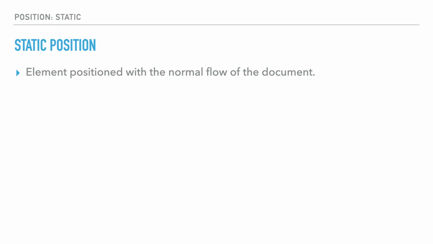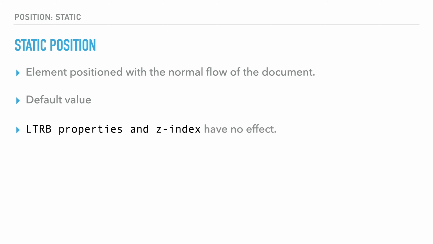We are stressing this point because some position types will take the element out of the normal flow, so it's important to make that distinction. And again, the static type is the default value, so if you don't explicitly put a position property on an element, it will default to the static position. And as I said before, the left, top, right, bottom properties and the z-index property on a statically typed element will have absolutely zero effect. Let's see this in action.